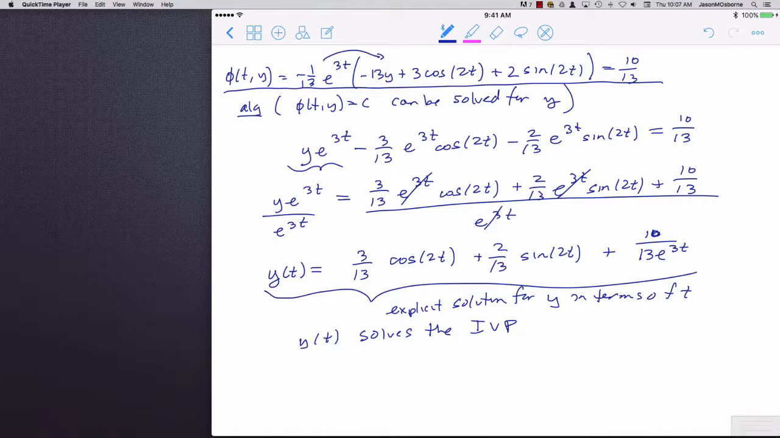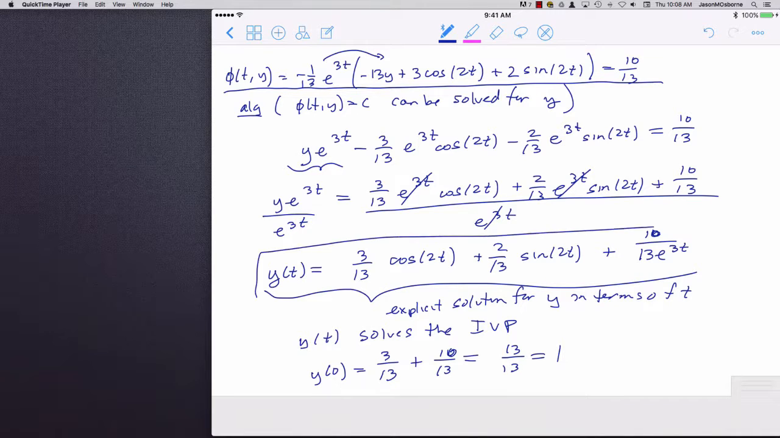Okay, so notice that at t equals 0, you get cosine of 0 is 1, so that would be 3 over 13. This term sine of 0 goes away. 10 over 13 e to the 0 is 1, so you get plus 10 over 13, and you do in fact get 13 over 13 is equal to 1. So this is our solution to our differential equation, and it does in fact go through the initial condition involved.